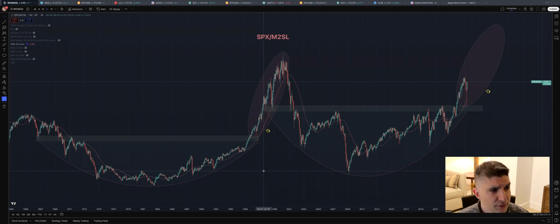We're going to be going through SPX denominated in M2, so US money supply. I'm going to go through the NASDAQ. I'm going to go through Bitcoin. I'm going to go through yields, specifically looking at the 10-year, and I'm going to look at the dollar.